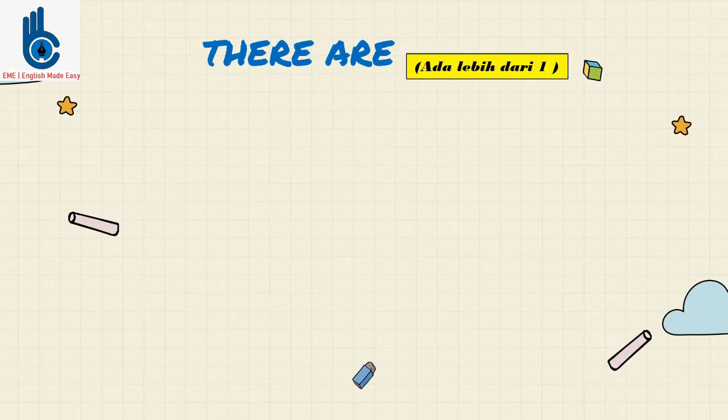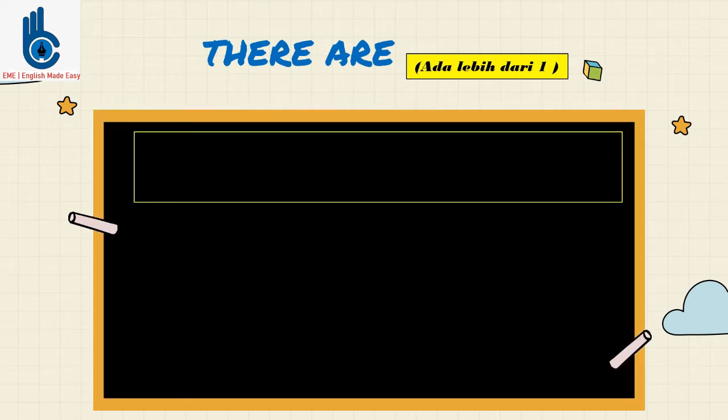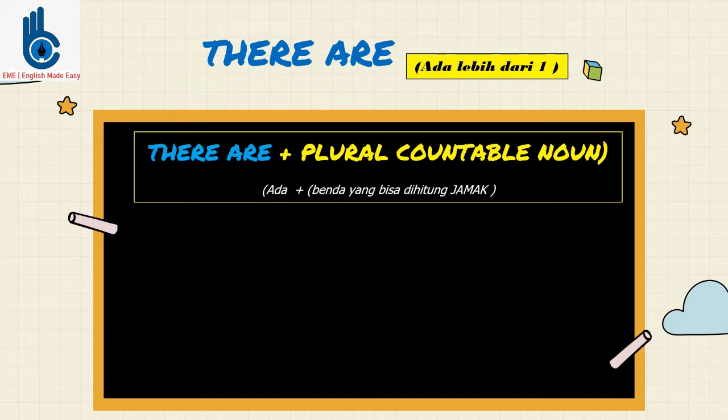Second, there are. It also means ada, but it is used to talk about things that are plural, untuk mengungkapkan benda yang jumlahnya lebih dari satu. Tentu saja untuk benda-benda yang bisa dihitung atau countable nouns. There are always followed by plural countable noun. Diikuti benda yang bisa dihitung yang jumlahnya jamak atau lebih dari satu.